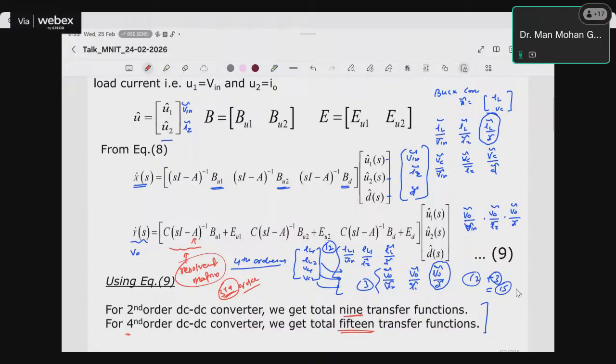So it's 12, right? If it's third order, then 3 into 3, 9, plus 3, total 12 transfer functions will be possible. We'll go ahead in this discussion further in the coming 3 days. So with this, I complete from my side.